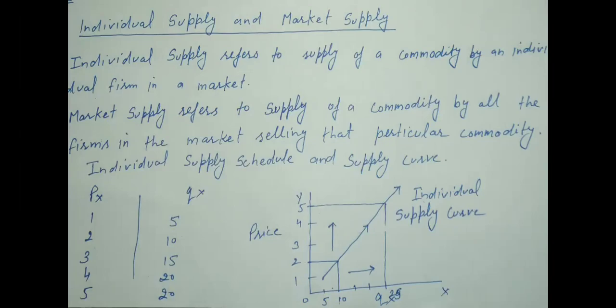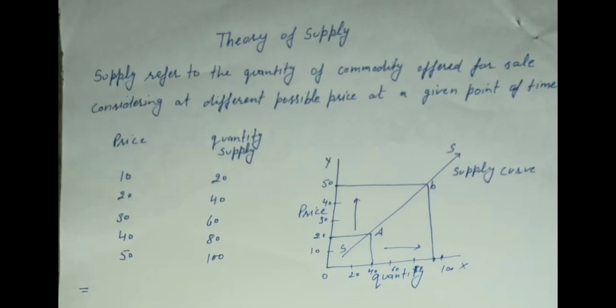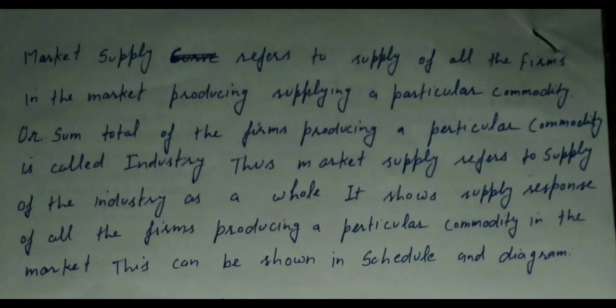In the market supply schedule, we are showing that market supply refers to the supply of all the firms in the market producing a particular commodity, and the sum total of the firms producing a particular commodity is called an industry.